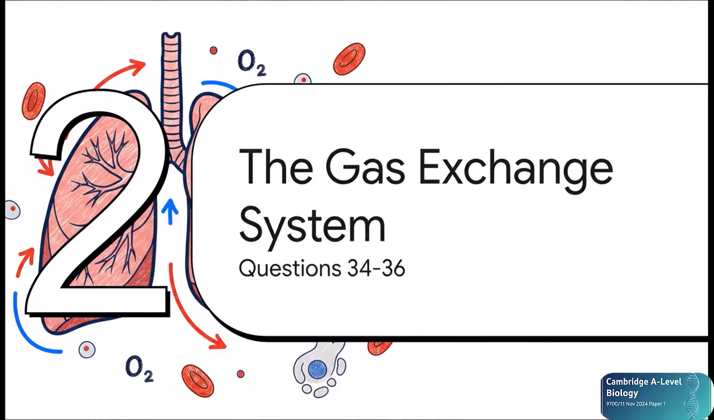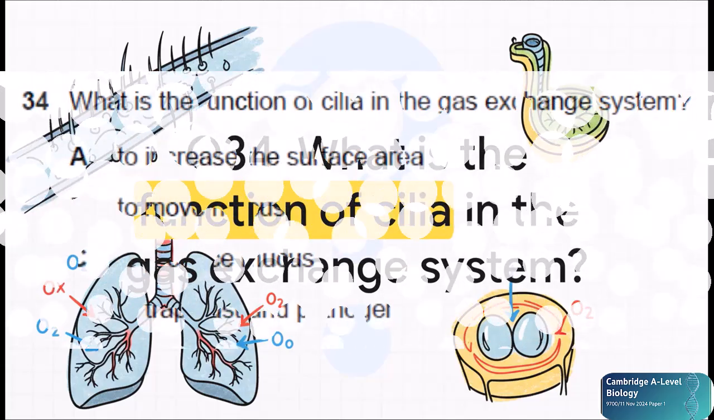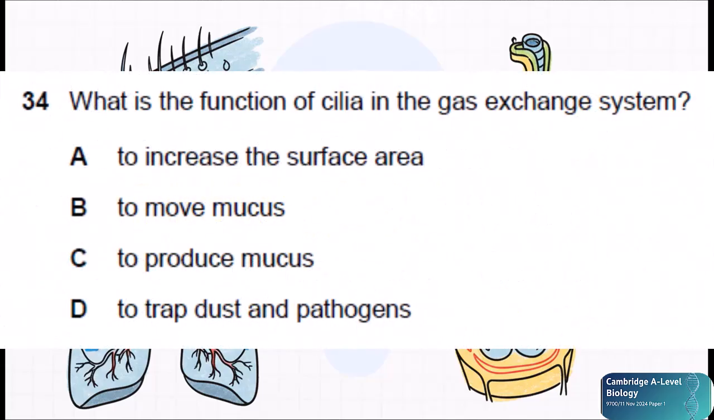Okay, section 2. Let's switch gears and move up to the lungs. We're going to be looking at the structures that make breathing possible, from the big pipes like the trachea all the way down to the tiny air sacs. Question 34. Seems straightforward, right? What do cilia do? But trust me, this is a classic trap. It's designed specifically to see if you're confusing 2 different but related structures.